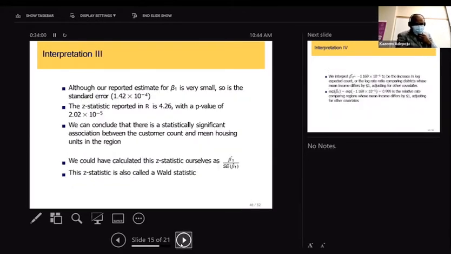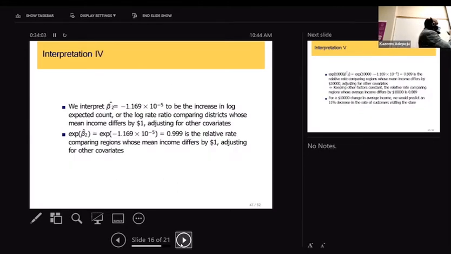Now, we interpret beta 2 to be the increase in the log expected count, or the log rate ratio, comparing districts whose mean income differ by $1. I don't want to say what unit here, but I'm going to say by $1. Don't forget, that's a log expected count. If I want to know the expected count and I want to remove the log, I'm going to do the exponentiation. The exponentiation of that gives me 0.99.